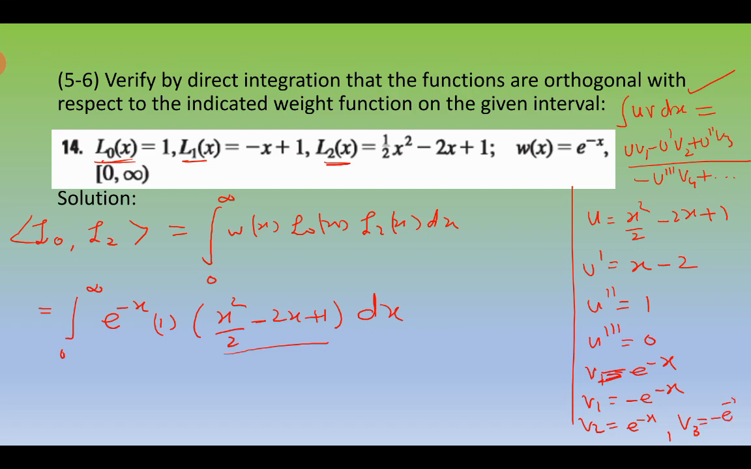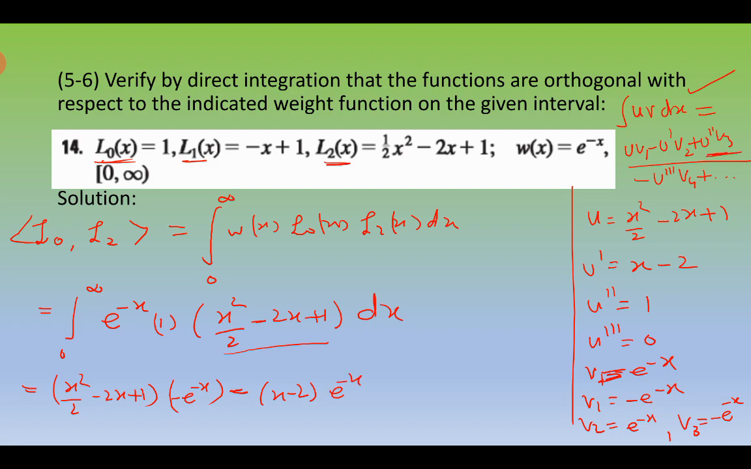v3 is negative e power minus x. So we have the elements to use in the formula: u, v1. U is x square over 2 minus 2x plus 1, and v1 is negative e power minus x. U v1 is here in the formula. U prime is x minus 2 and v2 will be e power minus x.